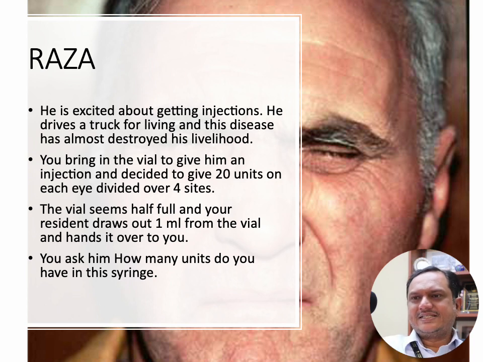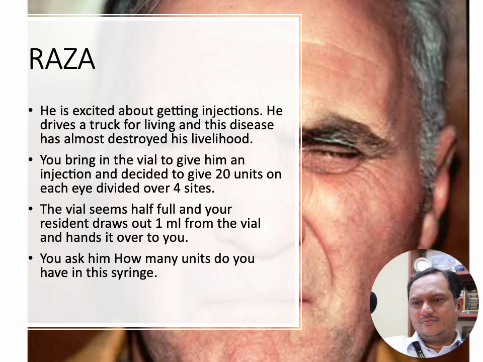All right, so Raza is excited about getting injections. He drives a truck for a living, and this disease has almost destroyed his livelihood. You bring in the vial to give him an injection and decide to give 20 units on each eye divided over 4 sites. Divided over 4 sites meaning 5 times 4, or 20 units on each side. The vial seems half full, and your resident draws out 1 ml from the vial and hands it over to you. Okay, here's 1 ml of injection. Go ahead and give 20 units on each eye, or 5 times 4.